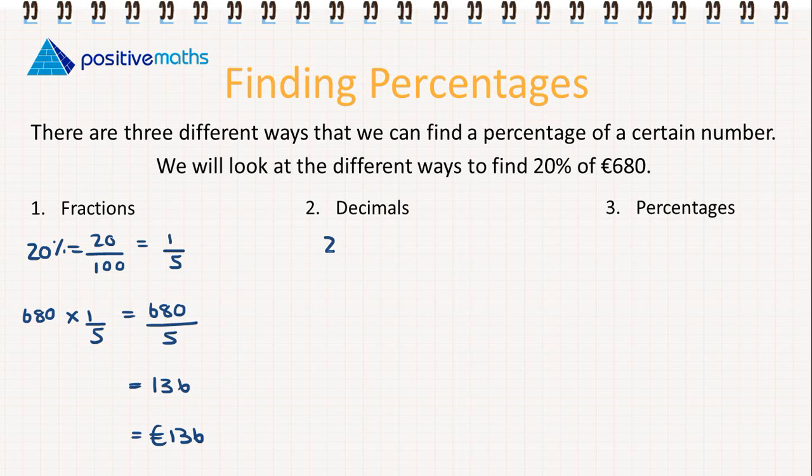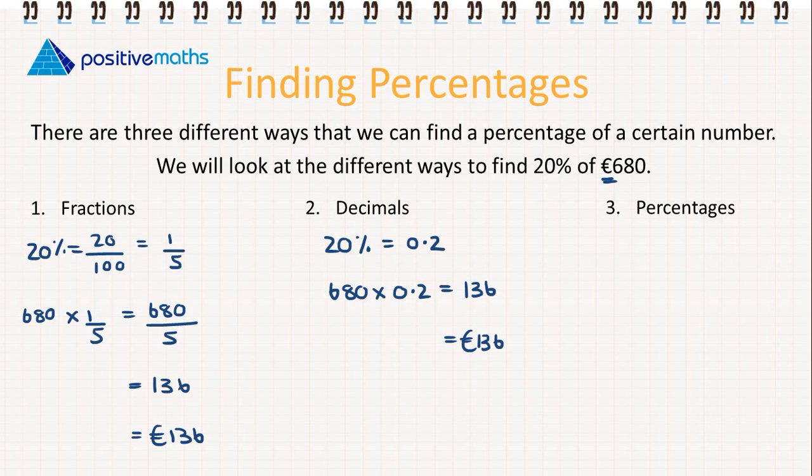Okay, on to decimals then. So again, we know 20%. We can change that to a decimal and it's 0.2. So we multiply our 680 by 0.2 and we will get 136. So again, that's 136 euro. Making sure we don't forget the units if we're given them in the question.